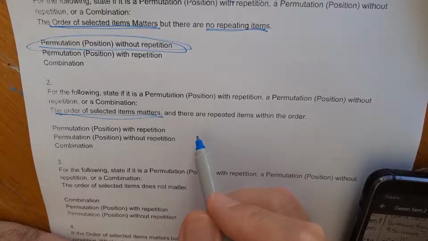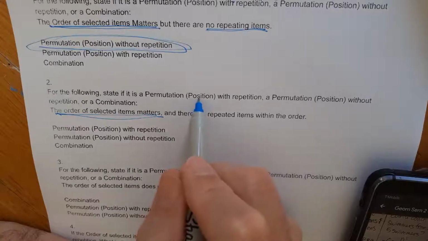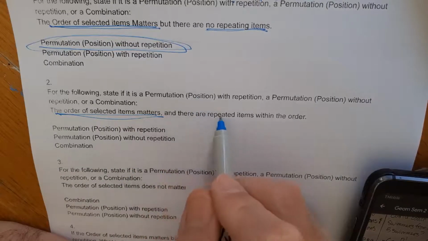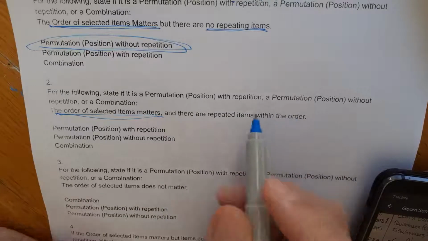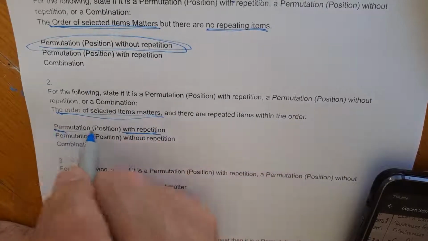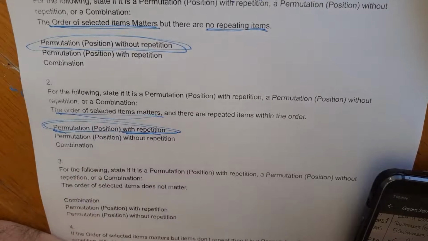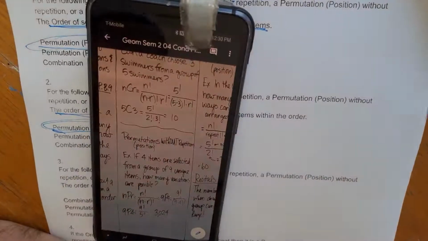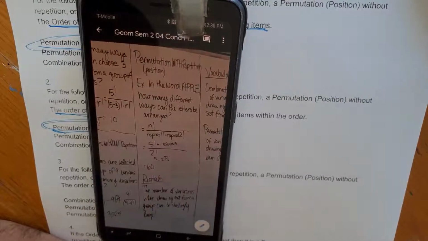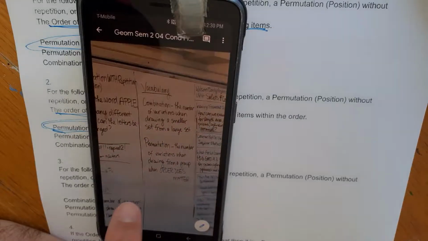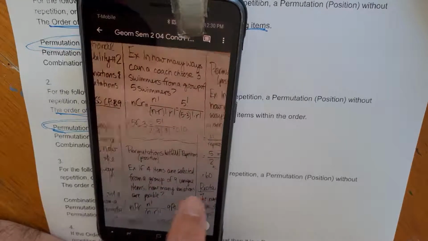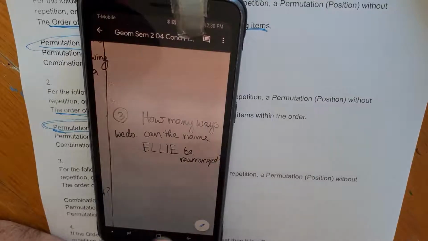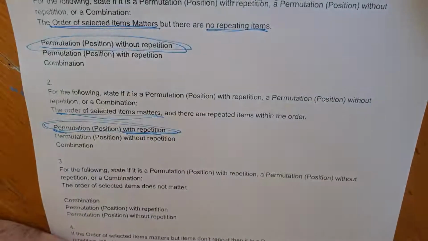Anytime that the order matters, it's a permutation because it deals with position. And there are repeated items within the order, so we're going to say with repetition. So a permutation with repetition. Again, we're probably using the notes to help us through this, and I'm getting a little bit fast and fancy here, but I'm going to let you put these notes in your comp book first, and please use them as you're going through these problem sets.